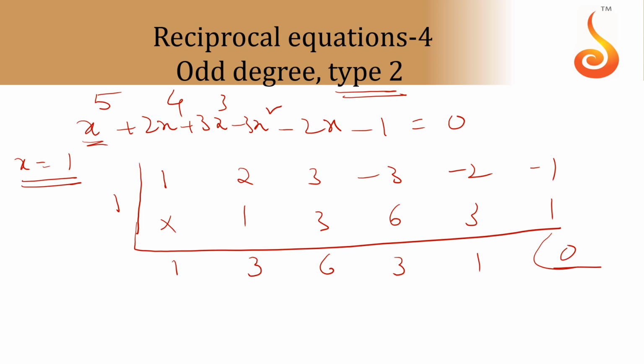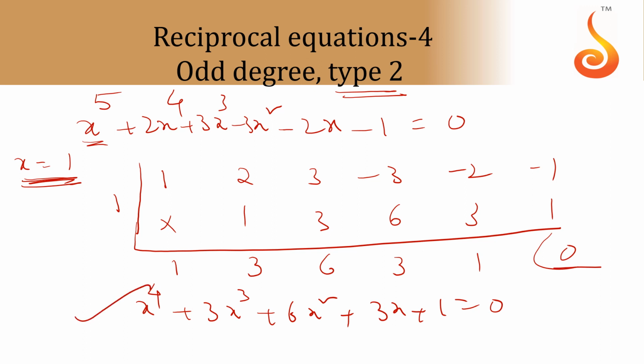Now it's fifth degree, no? X minus 1 you are dividing. So you will be left over with x power 4. This is the quotient, x power 4 plus 3x cube plus 6x square plus 3x plus 1. Again, anything you observe? It's type 1 even degree, which you know the procedure to solve. Divide by x square and solve it. So please remember, if it is odd degree type 2 also, x equal to 1 is the compulsory root. And if you do synthetic division with x equal to 1, you will be left over with a type 1 even degree which you can solve.